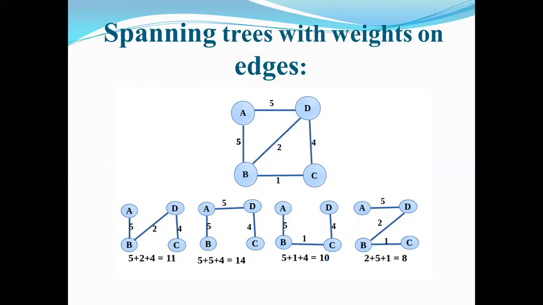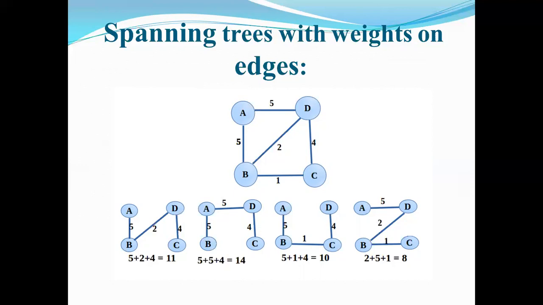Here all the vertices are present. The number of vertices is 4, so at most 3 edges are enough to connect 4 vertices. Then the A to B edge cost is 5, the B to D edge cost is 2, and the D to C edge cost is 4.